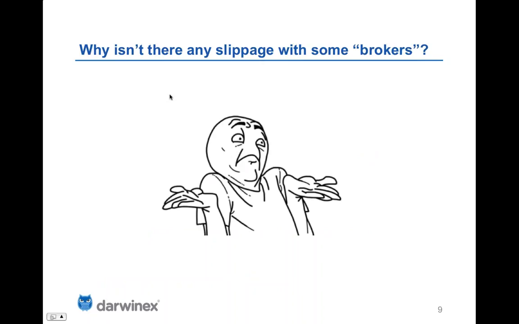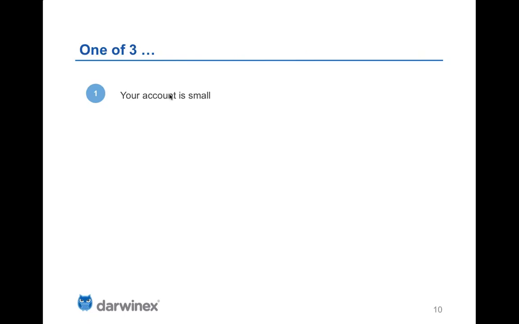And that's when the question comes. Why do some brokers not have any slippage? How is that possible? How does that work? Well, the answer is one of three. It could be your account is very small, so you haven't really experienced the effect of slippage when you trade because you're barely moving anything. It could be, and this is the most likely reason, you're not actually in the real market.